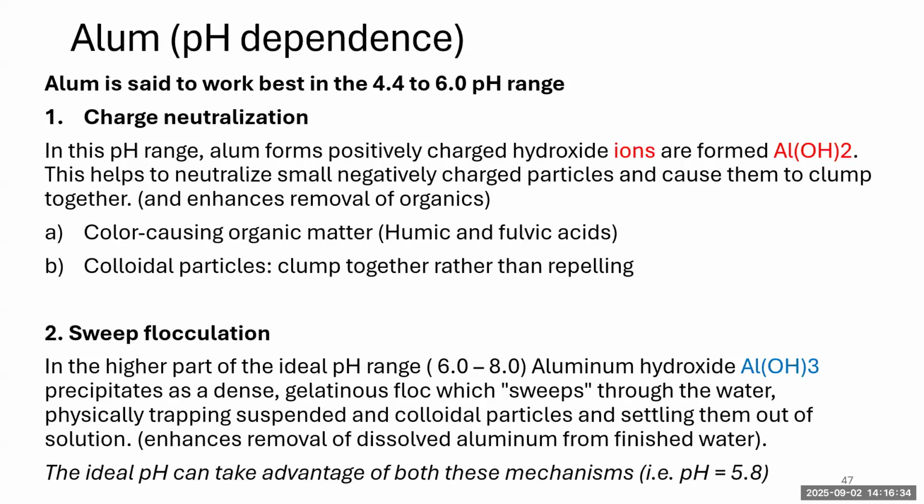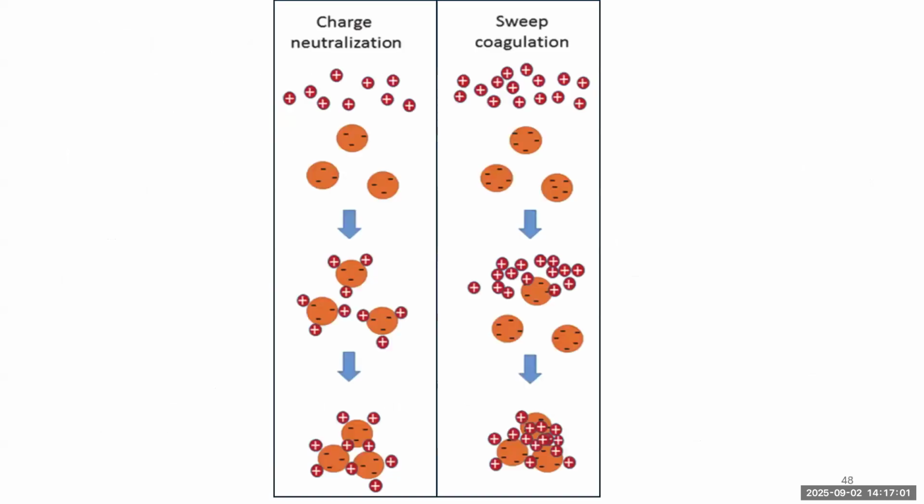So a lot of times what we'll do is we'll target a pH with alum that works best to get benefit from both of these mechanisms. We have it maybe just slightly below 6 to benefit from charge neutralization, but also it's not so low that you're not going to get some sweep flocculation. So I hope that helps you to understand why we're saying it works better at a lower pH. And here's a couple of examples here.